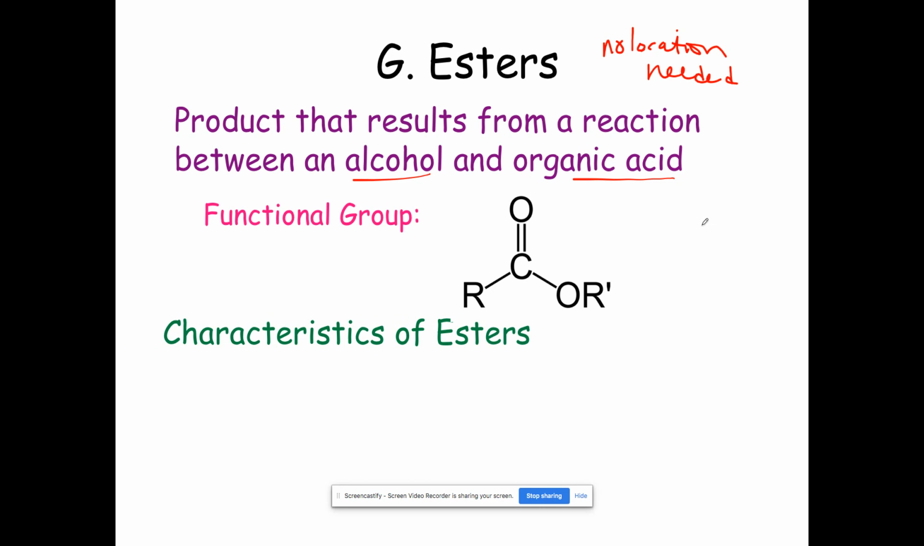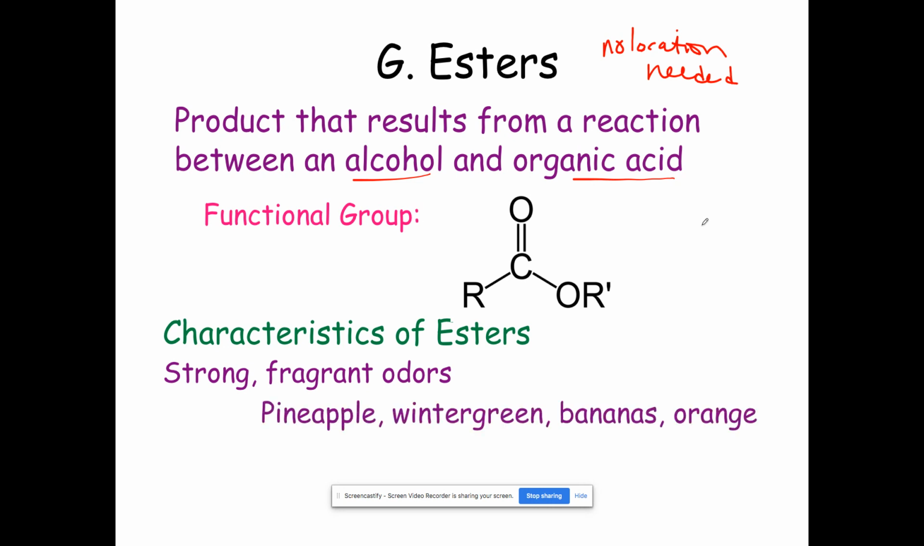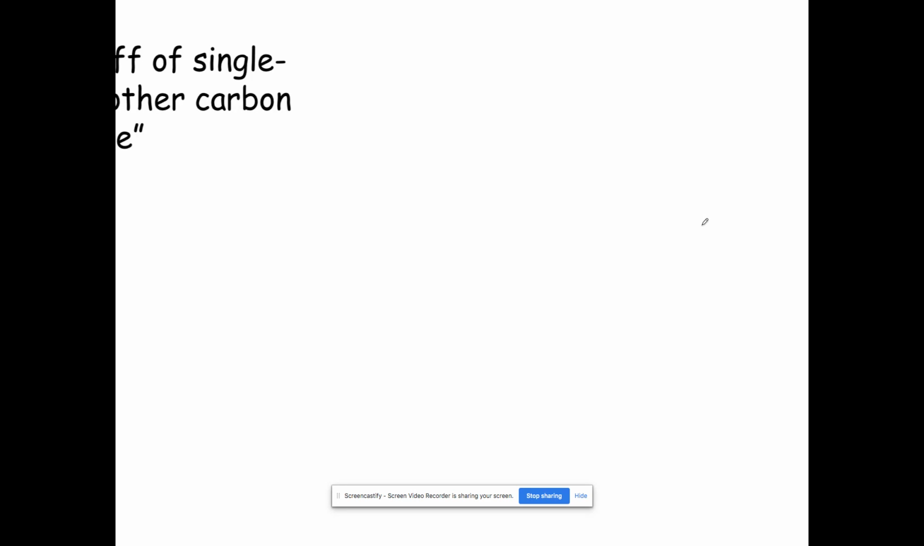But before we do that, have you ever seen an ester or come in contact? They have strong, fragrant odors. The chemical scents, like synthetic pineapple, wintergreen, banana, orange. Those are esters. You can make chemicals smell like wintergreen. You're like, wow, this is like mint. And it's an ester. How do you name this thing?